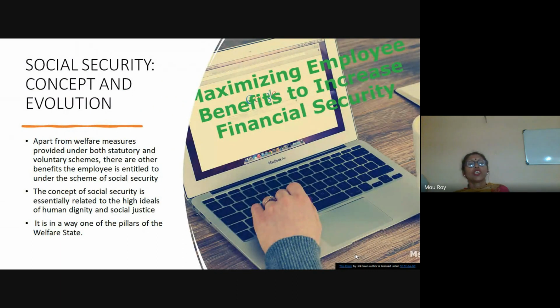Then comes social security concept and evolution. So maximizing employee benefits to increase financial security. Now, apart from welfare measures provided under both statutory and voluntary schemes, there are other benefits the employee is entitled to under the scheme of social security.